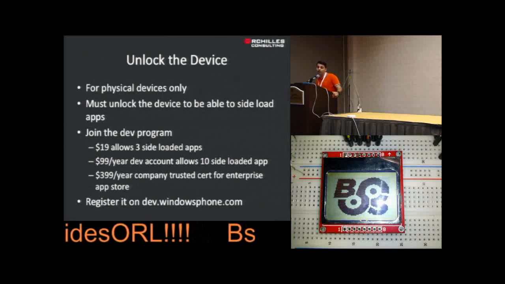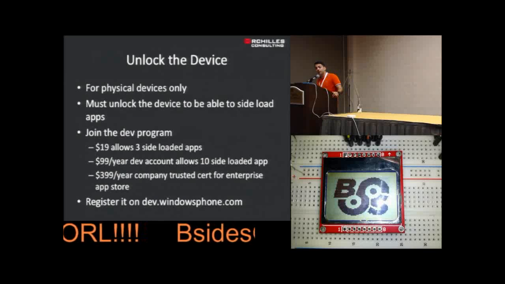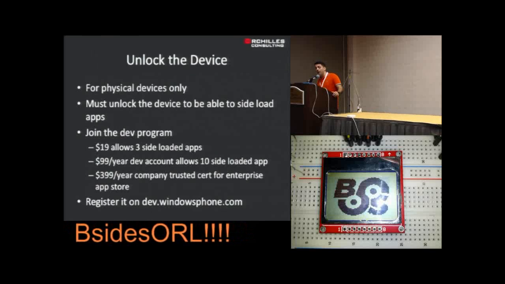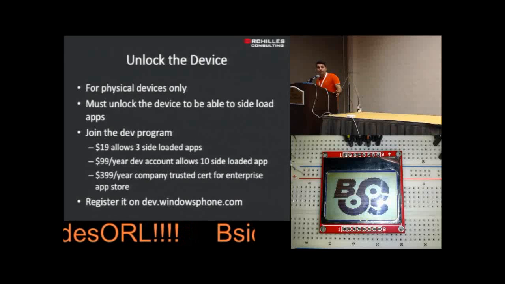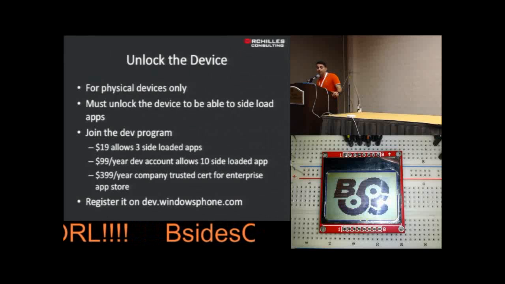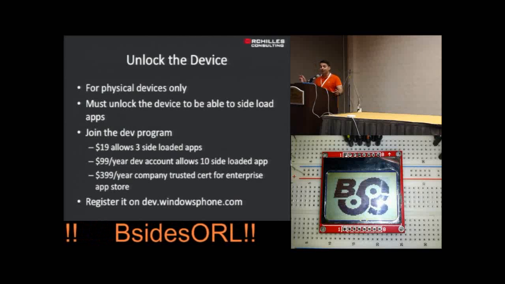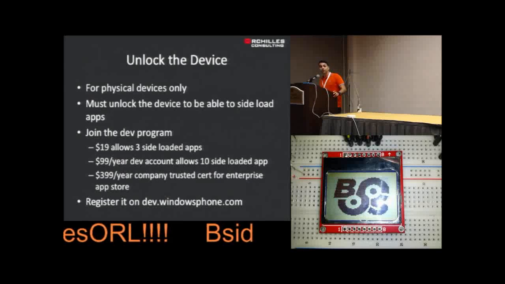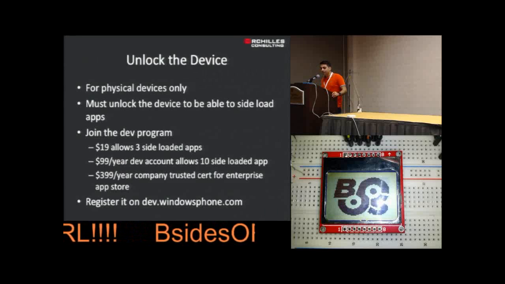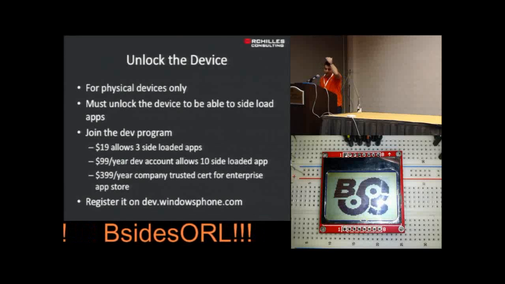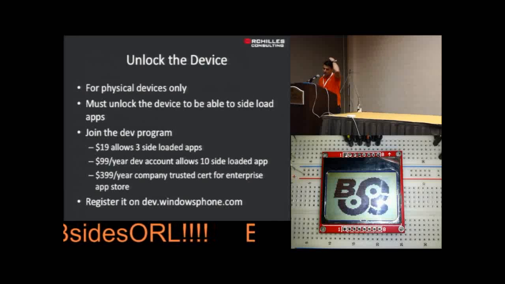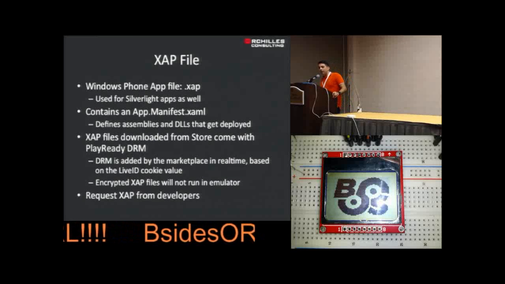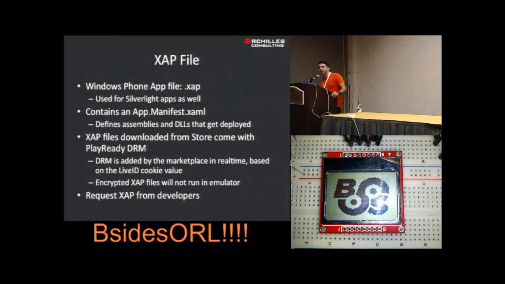You can have 10 sideloaded apps, or, and this is what I was looking at, say you're a company, which in the state of Florida is very simple to register. Sunbiz.org, fill out a paper, pay like $30, you're a company. Then request Microsoft to give you a digital certificate for your enterprise app store, and you can start putting out more than 10 apps. So that's if you're really into it. You register for free, or for $19 on dev.windowsphone.com.